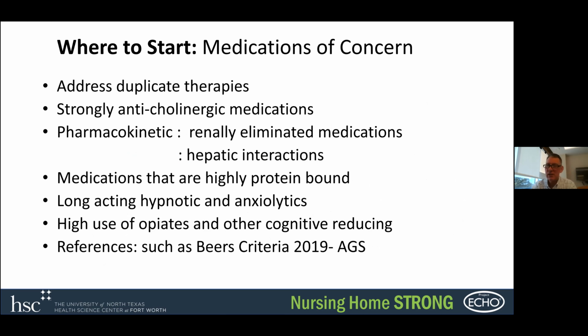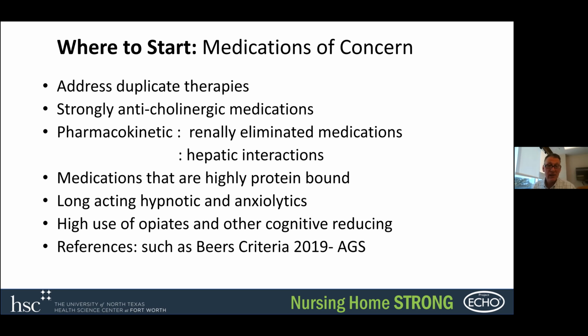All right, let's go to the next slide. Gosh, that's a lot to say. Where do you start with that? I've listed a few areas here that we're looking for when we see polypharmacy and how we deprescribe. We start with those medications that have a high risk of being inappropriate or unnecessary.